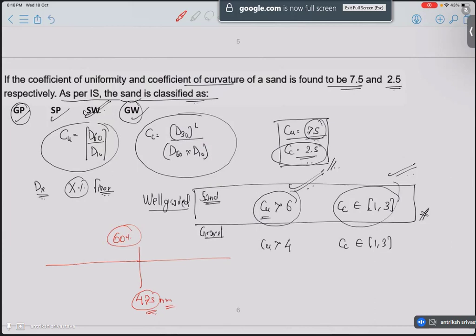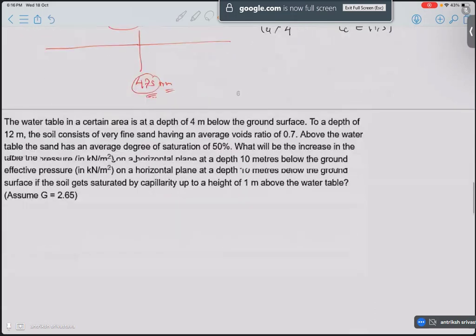In this case, if they give this information, then you have to remember the size boundary for gravel, sand, clay, silt, and all those things, and you have to decide which category the soil belongs to. Okay, let's go to the next question.